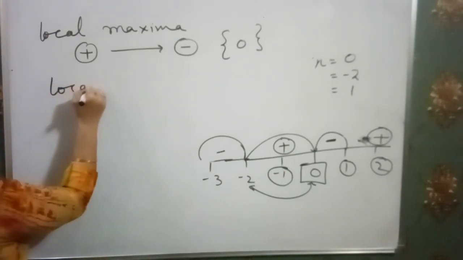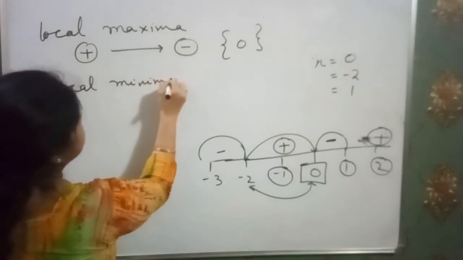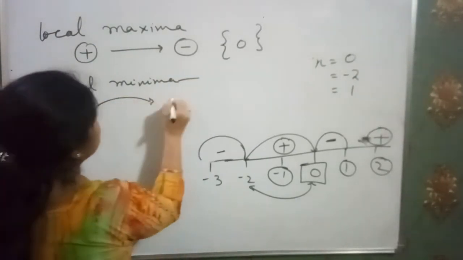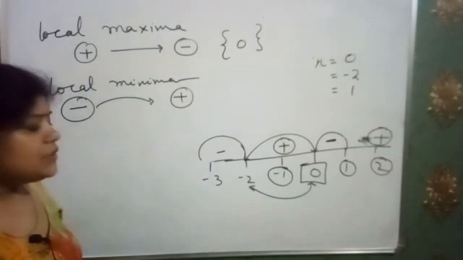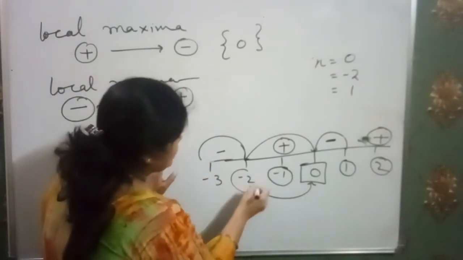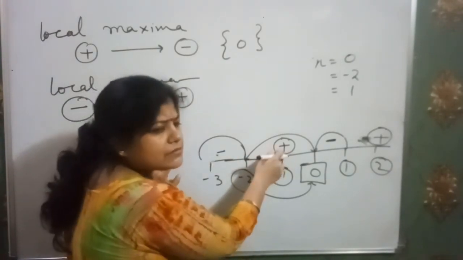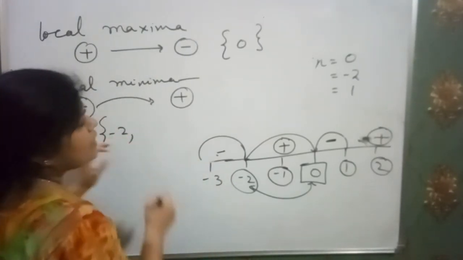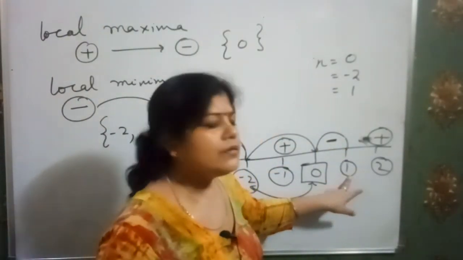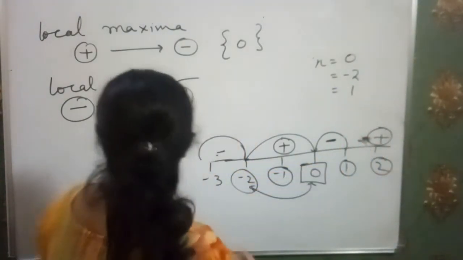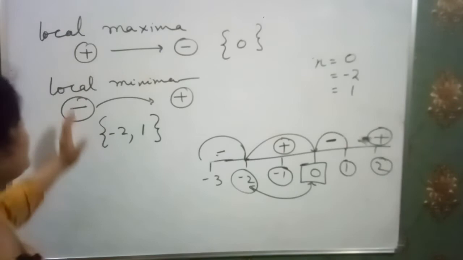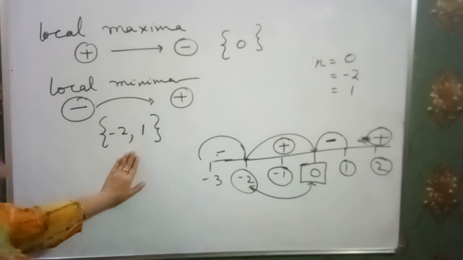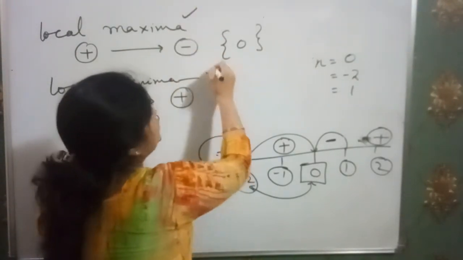Now local minima. What is local minima? I tell you, in starting it must have minus value, then it changes into plus. So before minus 2 we have minus and then we have plus, and we have minus 2 here. So first one is what? Minus 2. And now observe the case of 1. We have minus then plus. So we have two points, minus 2 and 1, and we have local minima at minus 2 and 1. In this way, we can find local maxima and local minima.